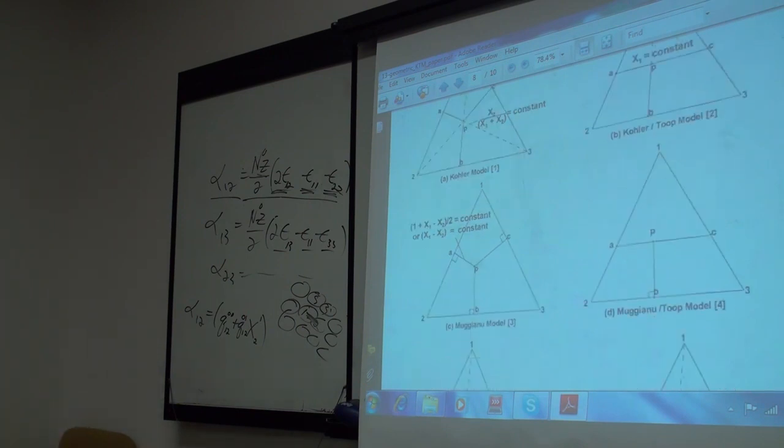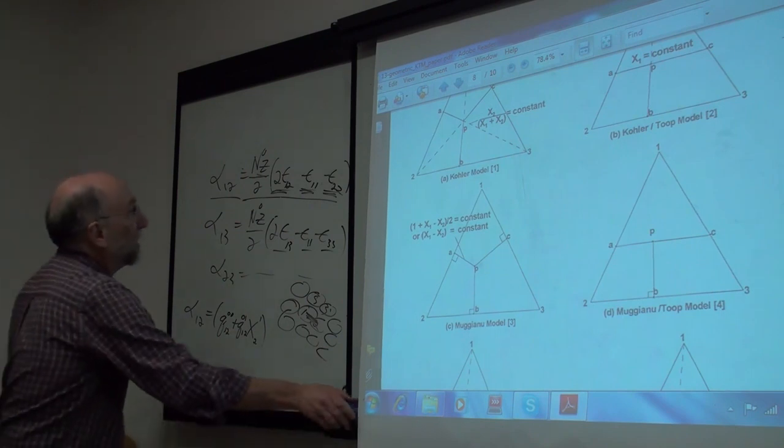The Muggiano method. Why did Muggiano propose this? Well, this is simply the closest point. The logic is that this is a perpendicular, so the closest point geometrically to this point in the binary is that point. So you're taking the binary composition that is closest to the ternary composition, and that sort of makes sense, I guess. Okay, so this is the point that's closest to that.